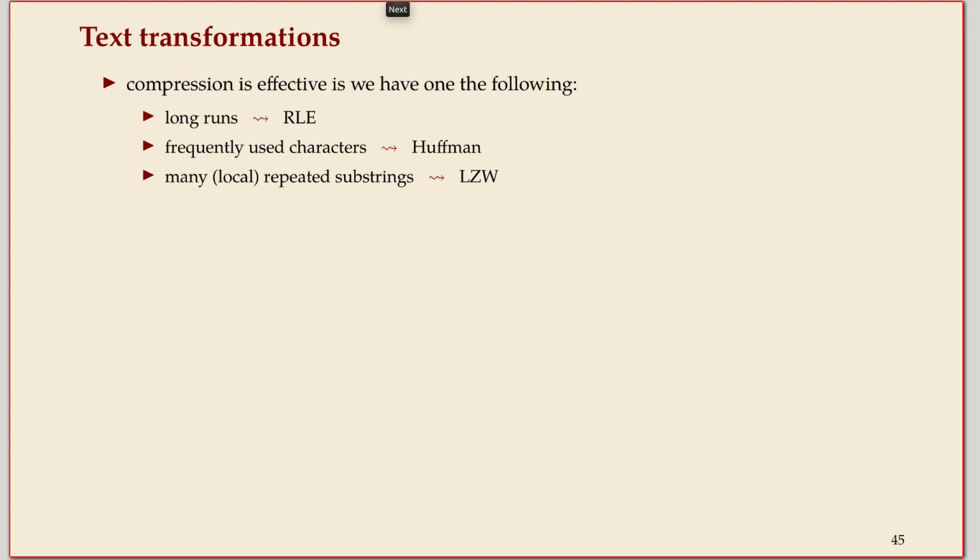So to motivate this a little bit, we saw a couple of different compression methods. There are the three main ones again, and here's what they can exploit. Run length encoding obviously profits from long runs. Huffman coding profits from characters that are much more frequent than others, and Lempel-Ziv-Welch can exploit repeated substrings, in particular if they're not too far apart.